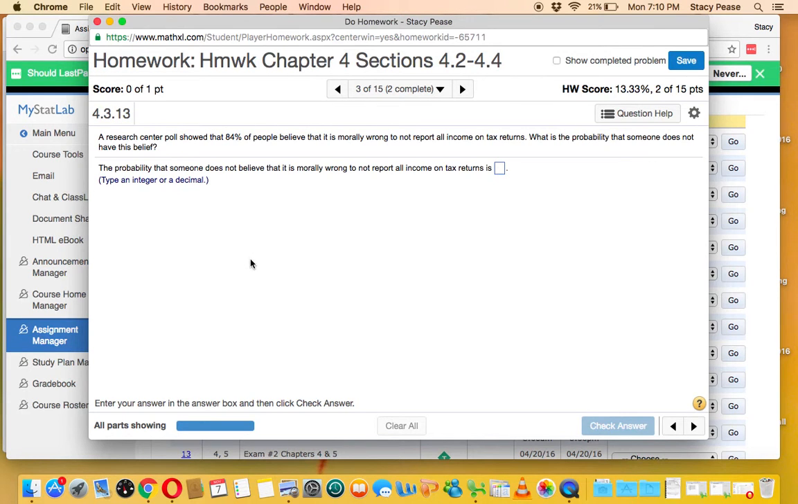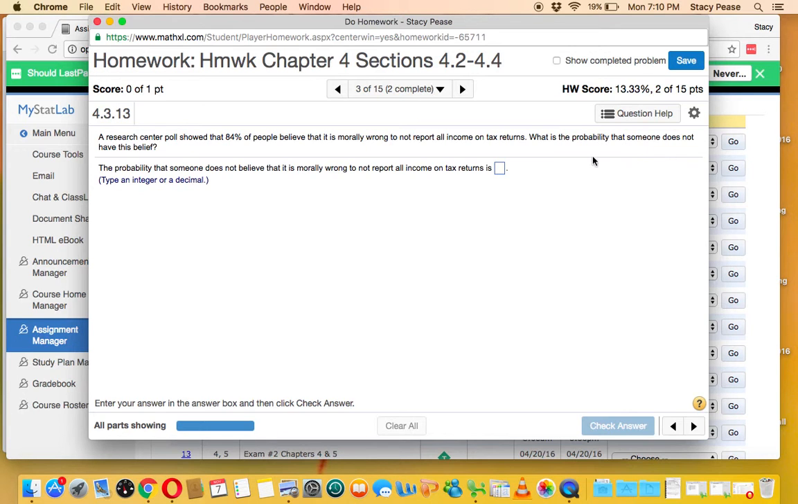And in this question, a research center poll showed that 84% of people believe it's morally wrong not to report all income on tax returns. And we want to know, what is the probability that someone does not have this belief? Okay, so here's how to approach this question. They're telling you that 84% of people believe it's wrong to not report that income. And what they're asking you to find is the probability that someone doesn't think it's morally wrong.